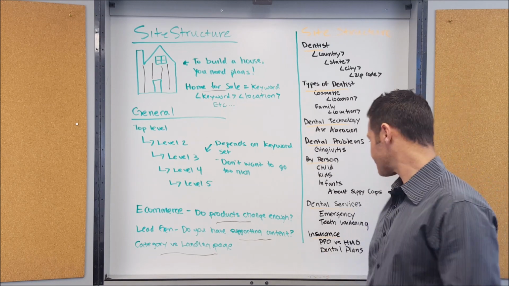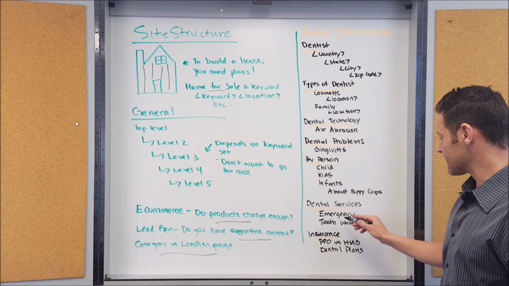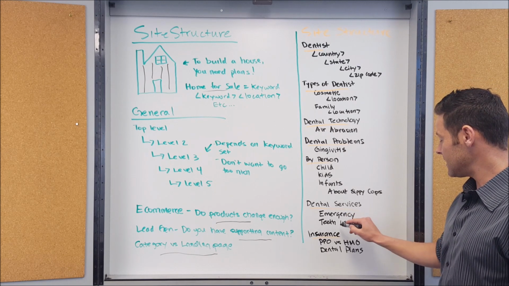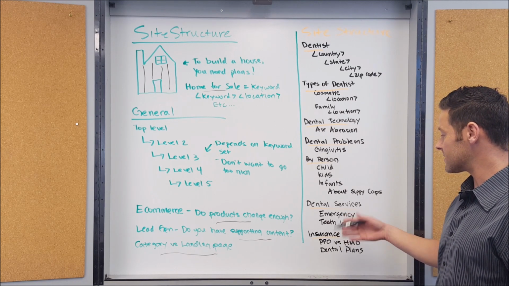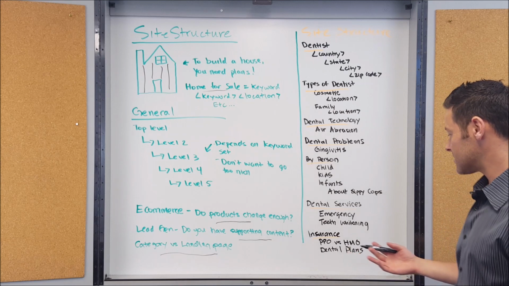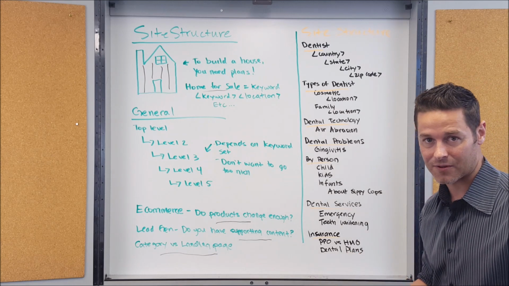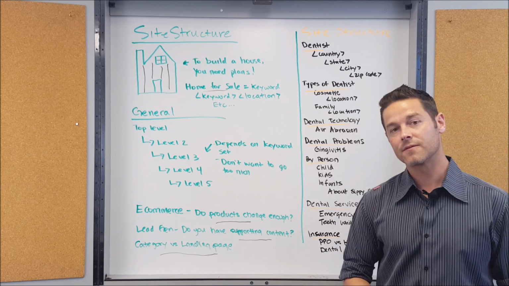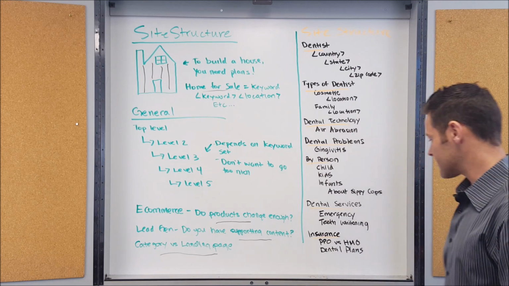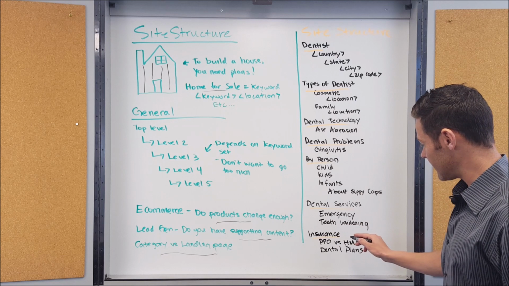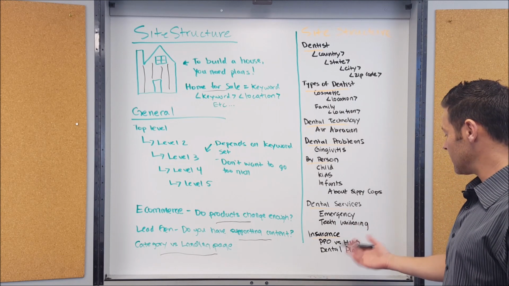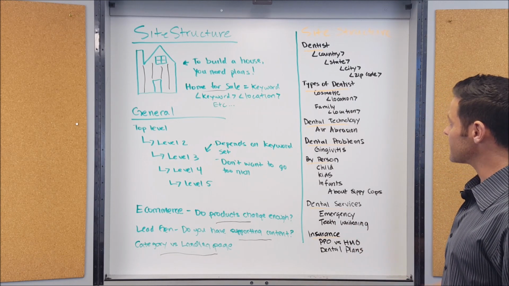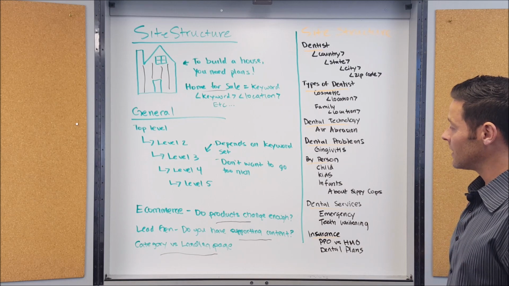Also, dental services, emergency dentist, teeth whitening, right? Emergency dentist, San Diego, California. Emergency dentist for kids, San Diego, California, right? So you can continue building this out, but only if it makes sense for your user. And one final example would be for insurance types, right? So you could have PPO versus HMO or dental plans, for example, underneath this bucket.